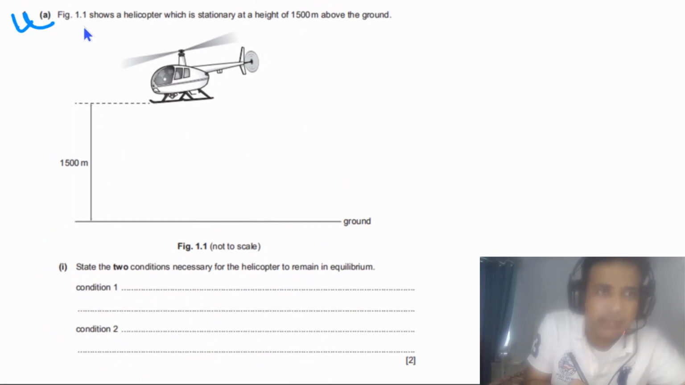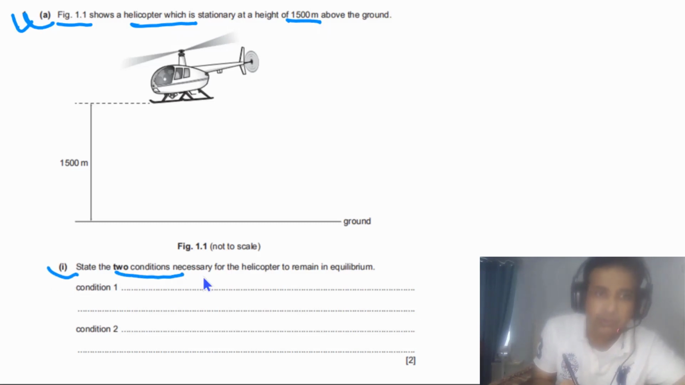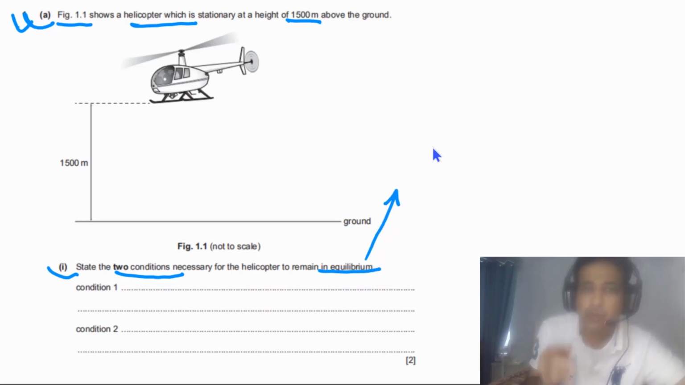Question 1 part A says figure 1.1 shows a helicopter which is stationary at a height of 1500 meters above the ground. For part A1 we need to state two conditions necessary for the helicopter to remain in equilibrium. So simply we need to understand what is meant by equilibrium. A body is in equilibrium if the resultant force on the body is equal to 0.